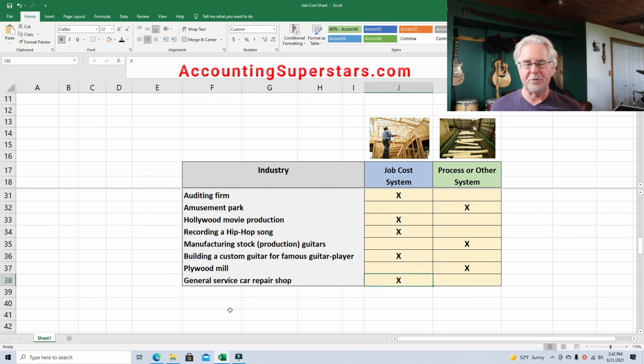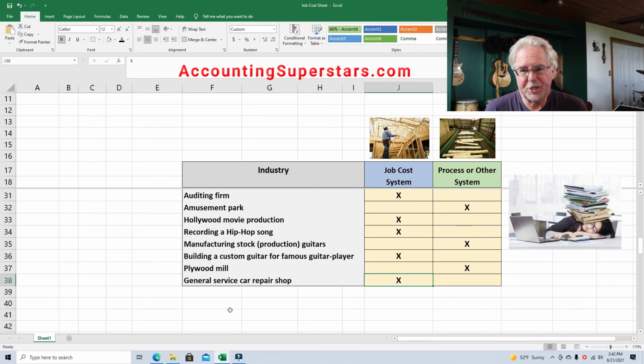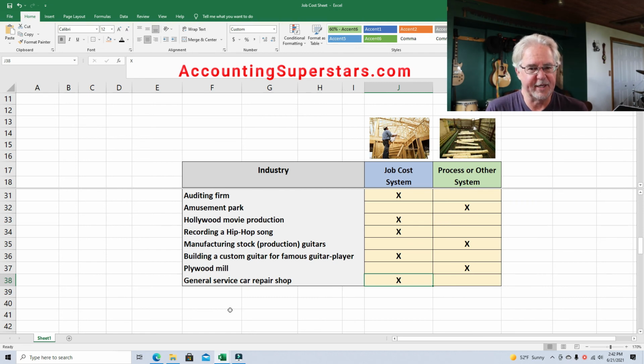So I hope this helped you folks understand the difference between job cost systems and process systems. And it's pretty important to understand the difference because the accounting systems are totally different. And I think job cost systems are kind of fun, and I like them. Process systems, a little slow and boring. I'm not a big fan of process systems. But anyways, who knows? You might end up working in a company that does process accounting.